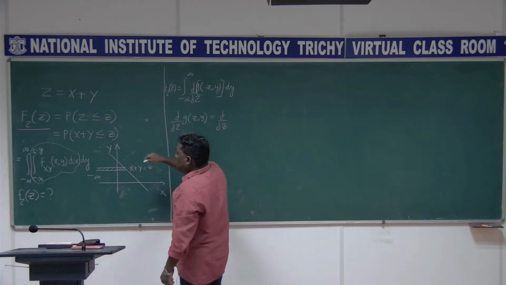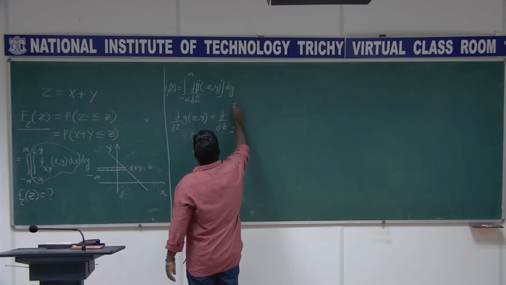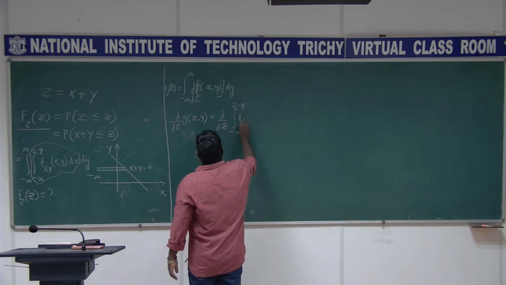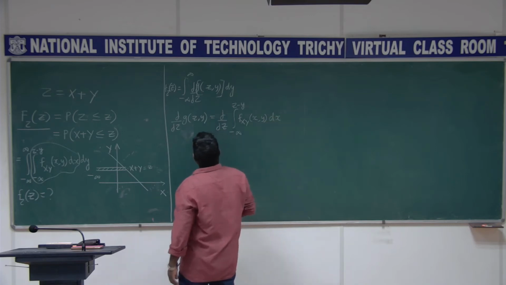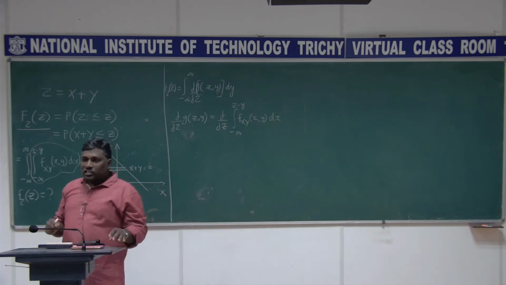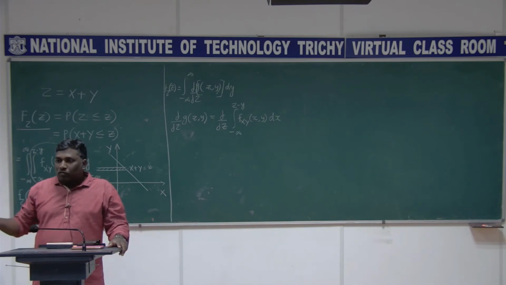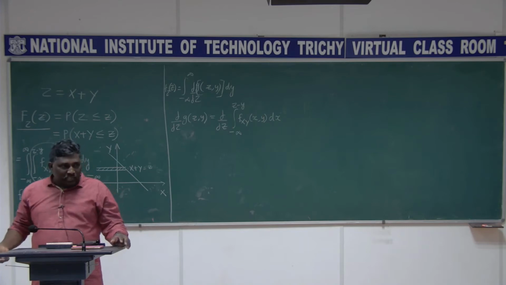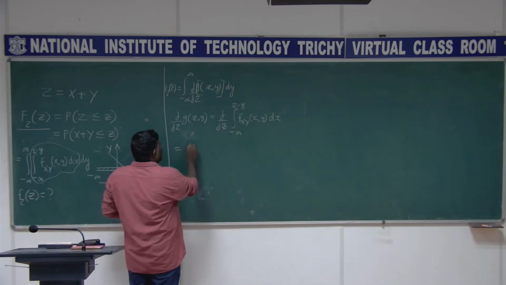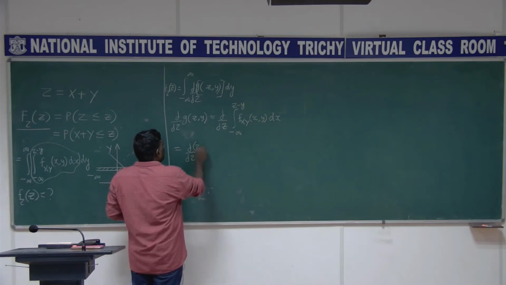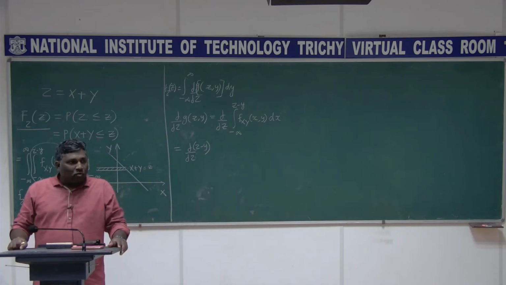So this g of z comma y is again the integration from minus infinity to z minus y of fxy dx. Whenever you have the differentiation of an integration whose limit contains a variable, we have to go for the Leibniz integration rule. It means that you differentiate this upper limit, z minus y, with respect to z, and then you have to substitute.